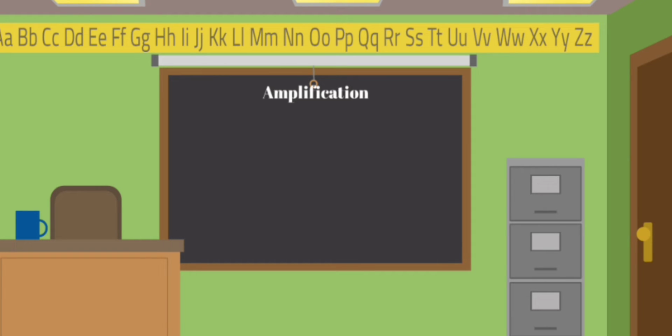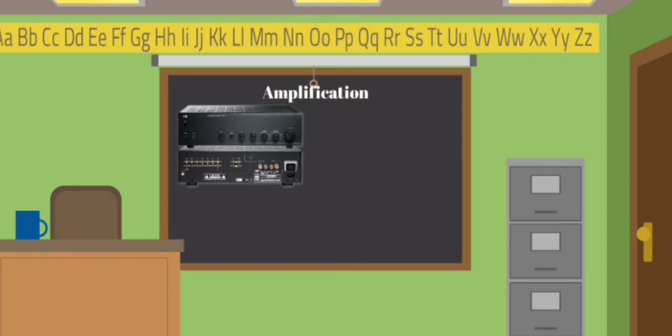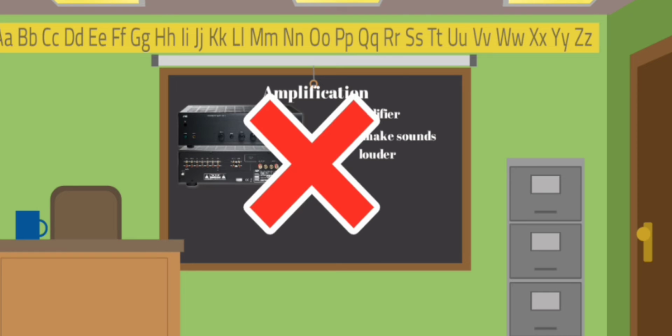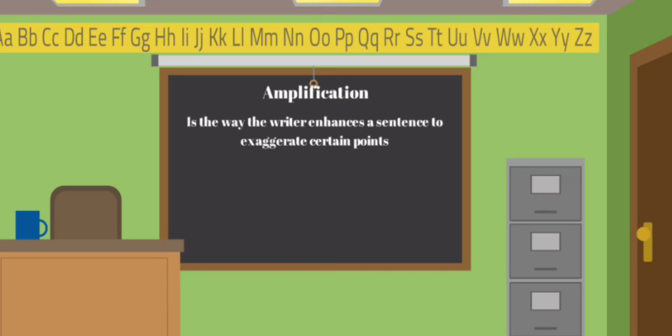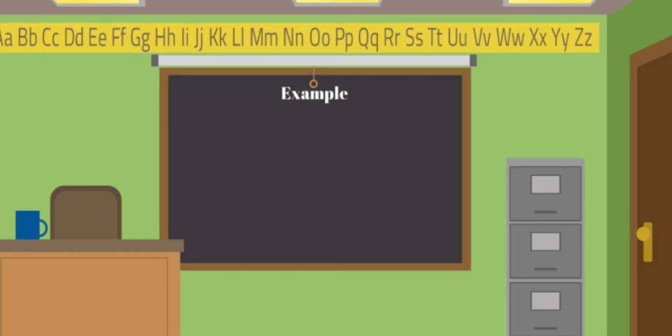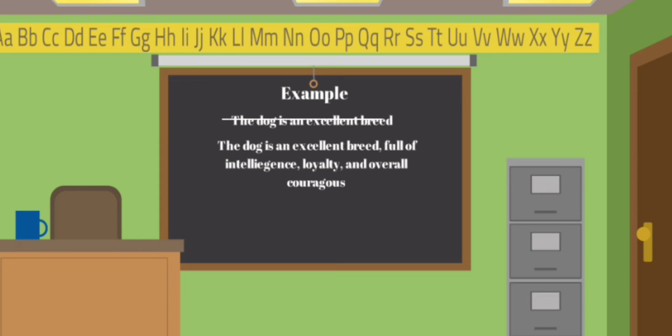Amplification. When I hear amplification, I think of this. It's an amplifier. They're used to make sounds louder. But we're talking about literature here. In literature, amplification is the way a writer enhances a sentence to exaggerate certain points, the same way an amplifier is used to enhance a sound. For example, the phrase, "the dog is an excellent breed," can benefit from some amplification, turning it into, "the dog is an excellent breed, full of intelligence, loyalty, and overall courageous." The sentence was amplified by adding adjectives to describe the dog breed to make it more noticeable.